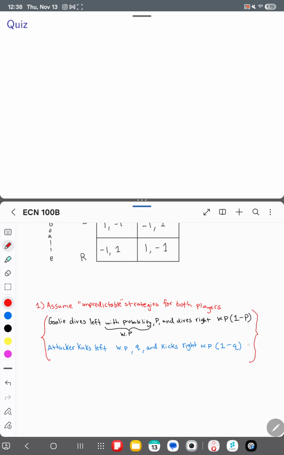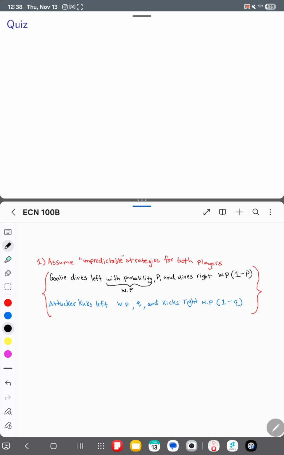Step 2 is going to be to argue that such randomizing behavior, where randomizing means choosing actions randomly, requires indifference. This is just a step.